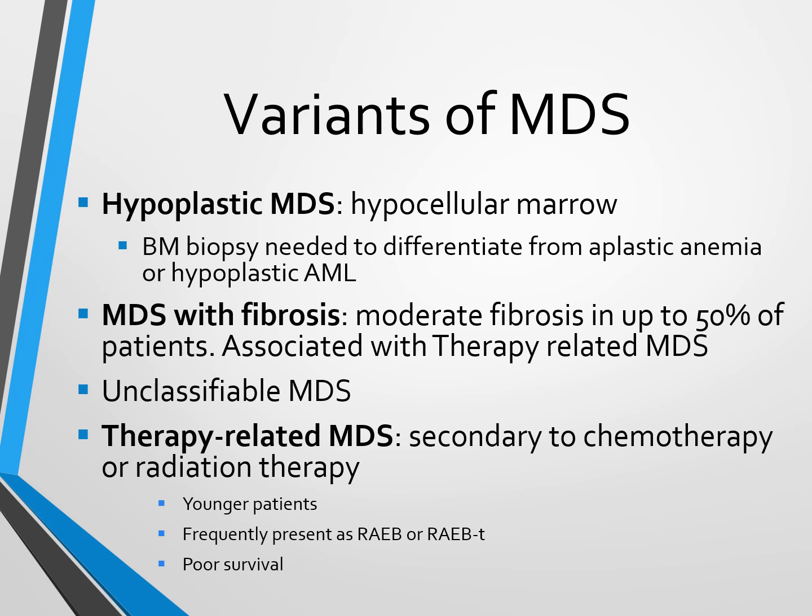Then we have unclassifiable MDS and then therapy-related MDS, again, secondary to chemotherapy, radiation. We see this form in younger patients who've gone through those therapies or have had radiation exposure. And these frequently present as refractory anemia with excess blasts or refractory anemia with excess blasts in transformation. And this typically has a poor survival.